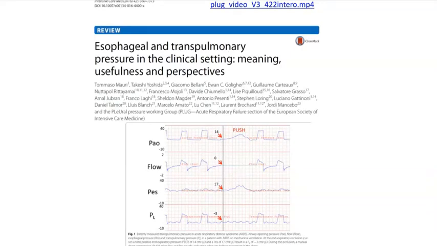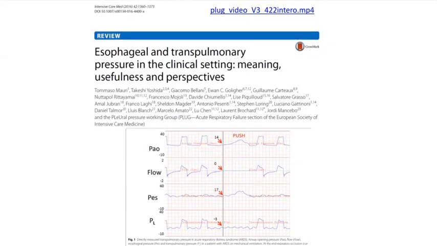I also selected this figure because this is another patient in pressure control, and you see very small swings in esophageal pressure during insufflation. Compared to the preceding patient, this patient has a very small contribution of the chest wall. The other one has a relatively important contribution.